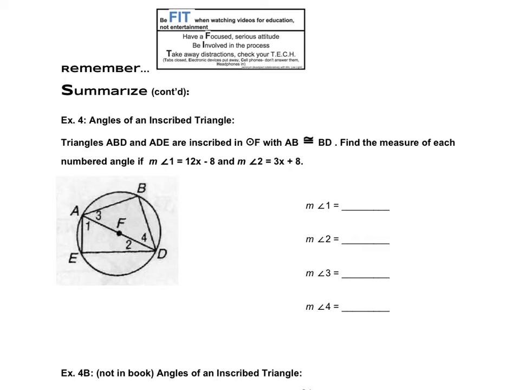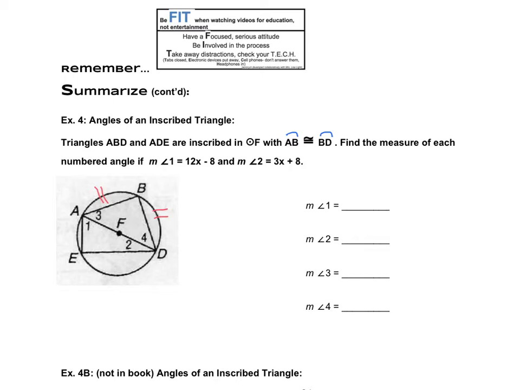We're told first of all that triangles ABD and ADE are inscribed in circle F, where AB is congruent to BD. Now, just so you know, there needs to be arc measures there. That's arc AB and arc BD. So I can go ahead and mark that on the diagram. Those are the same. And what I want to do is find the measure of each numbered angle. The measure of angle 1 is given to us as an algebraic piece of 12x minus 8, and then the measure of angle 2 is 3x plus 8.